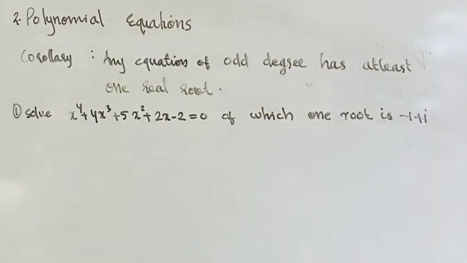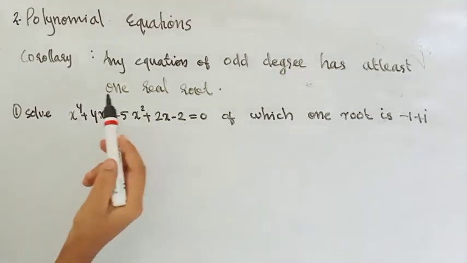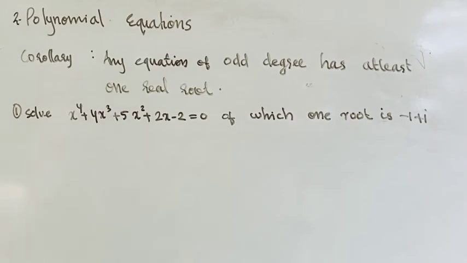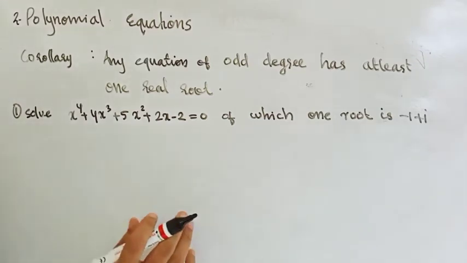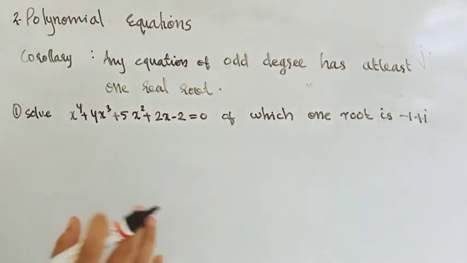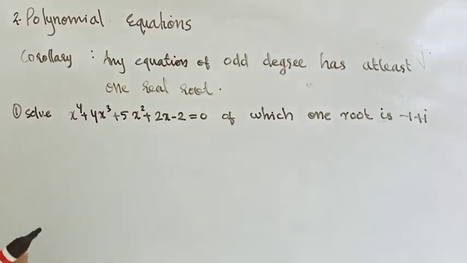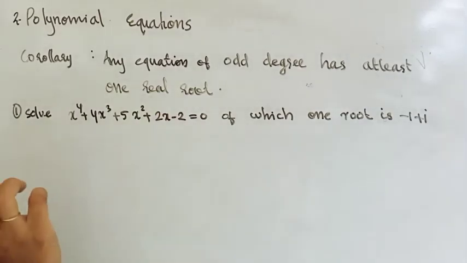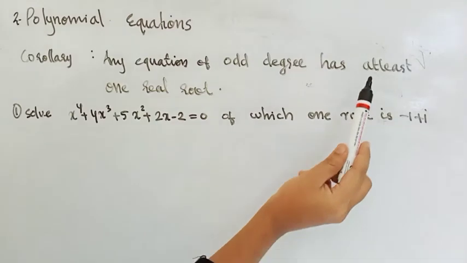Before moving to the problems, here we have to state a corollary. Any equation of odd degree has at least one real root. The corollary says that, as we said in the theorem, if the equation f of x equal to a naught x raised to n plus a1 x raised to n minus 1 plus etc. plus an has a complex root alpha plus i beta, then it also has another complex root, alpha minus i beta. Here the corollary is: any equation of odd degree has at least one real root. If an equation is of odd degree, there will be a minimum of one real root.